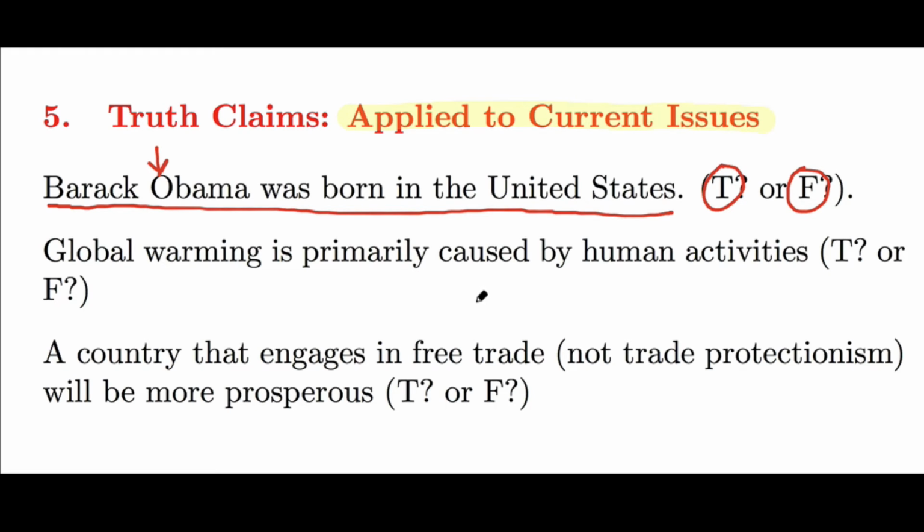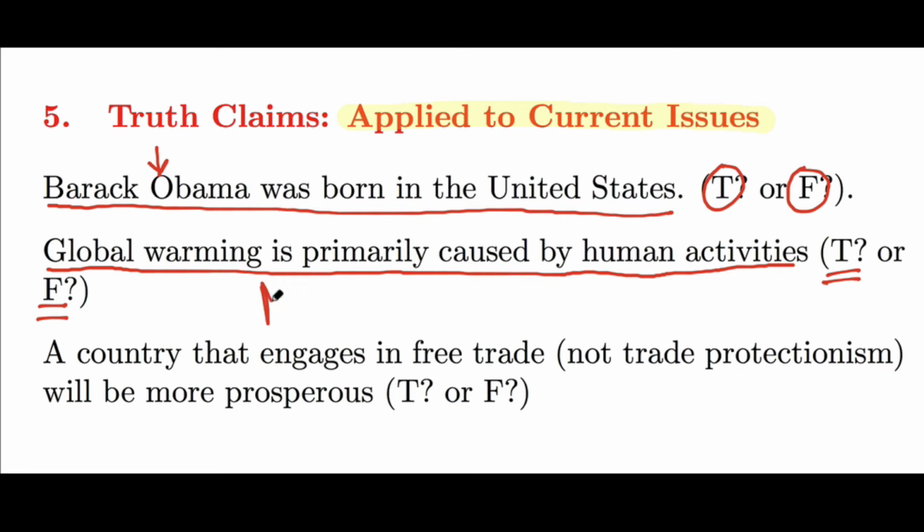It cannot be both. Now, to apply this to global warming, here's a statement that's contentious. Global warming is primarily caused by human activities. There's a lot of people in the United States that believe that this is true, but also a lot of them that believe it is false. And this is basically true or false. It can't be both. And if everyone was skilled at critical thinking, there would be a very wide and strong consensus about the truth value of this claim.